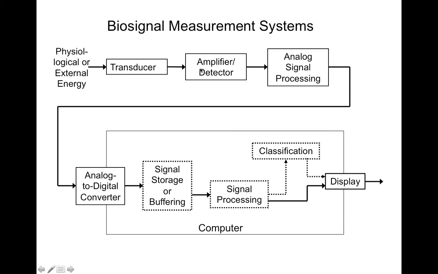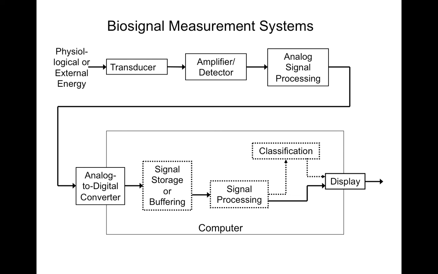There's then an amplifier detector, and this is usually a combined device that both detects the output of the transducer as well as does some amplification. And then usually there's an analog signal processing step before the signal is digitized. There's often some analog signal processing. And I should point out that sometimes all three of these, transducer, detector, and analog processor, can actually be combined into one single integrated transducer system.